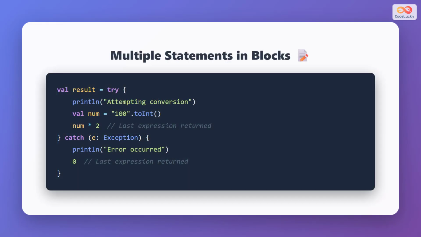You can have multiple statements in both the try and catch blocks. In this example, the try block first prints "attempting conversion", then converts the string "100" to an integer and stores it in num. The last expression, num times 2, is what gets returned, which equals 200. In the catch block, we print "error occurred" and then return 0 as the last expression. Remember, only the last expression in each block becomes the returned value.